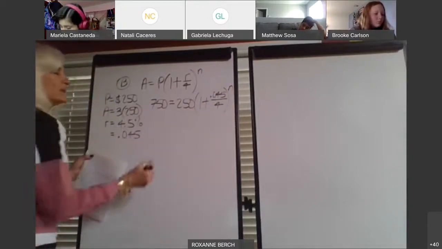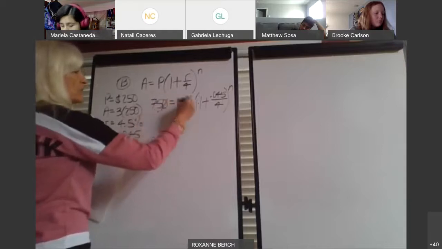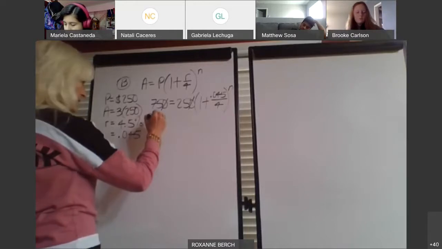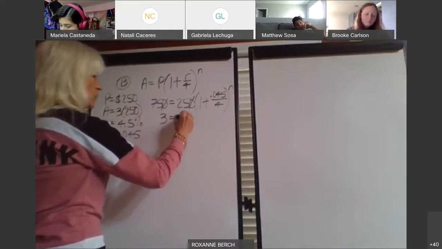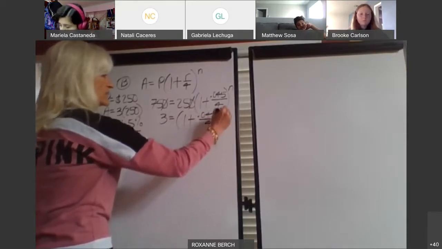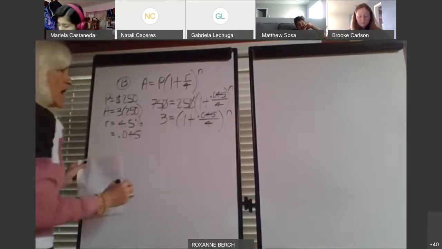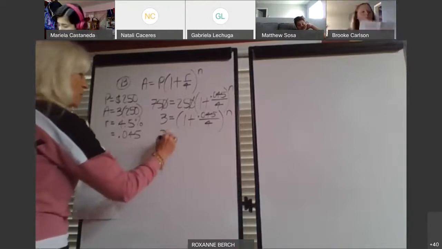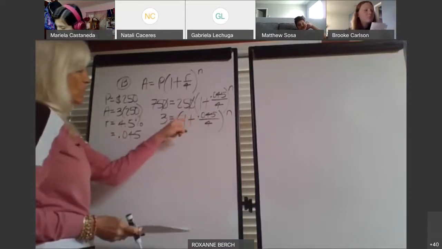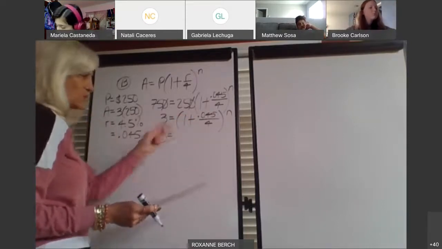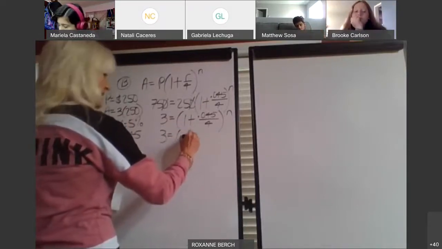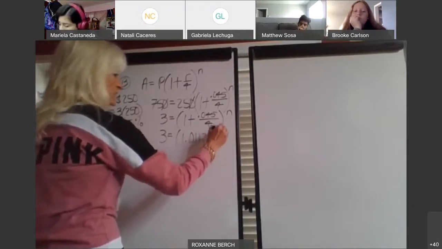I would simplify. So if you divide by 100, you get rid of those zeros. And now divide both sides by 25 would be 3. 3 is equal to 1 plus 0.045 over 4 to the n. Careful what you're doing. We already know what this is, right? We did it. It's the same as what we had before, and that was 1.01125 to the n.